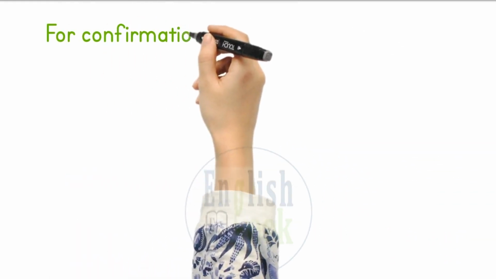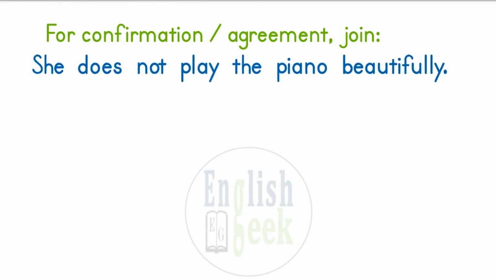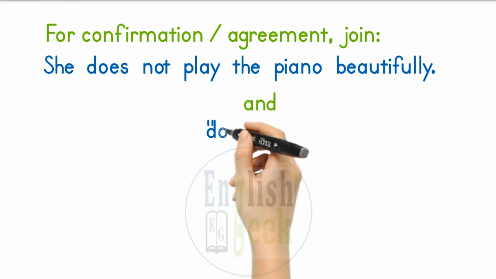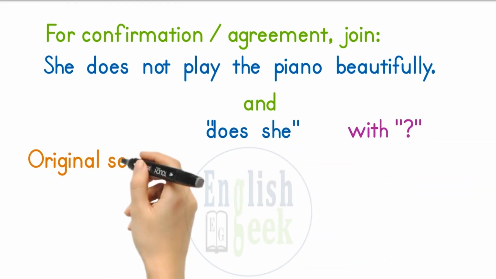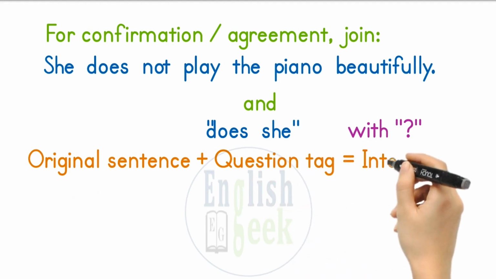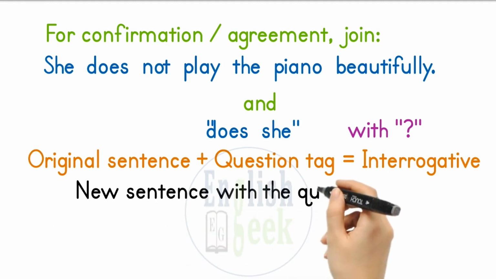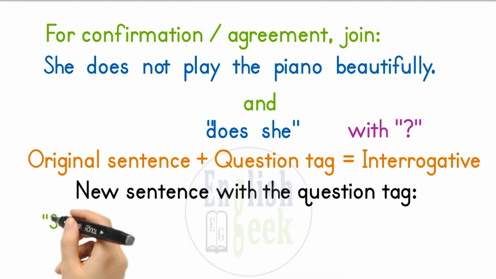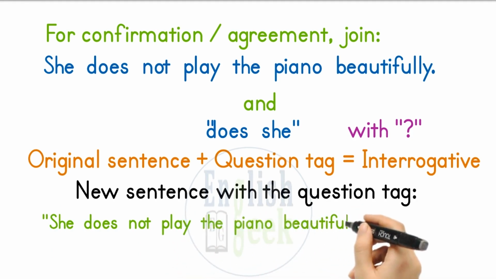In order to seek confirmation or agreement from the listener, the original sentence and the tag, "does she?" are joined, and a mark of interrogation is put at the end, making it an interrogative sentence. So, the new sentence formed after adding the question tag becomes, "She does not play the piano beautifully, does she?"